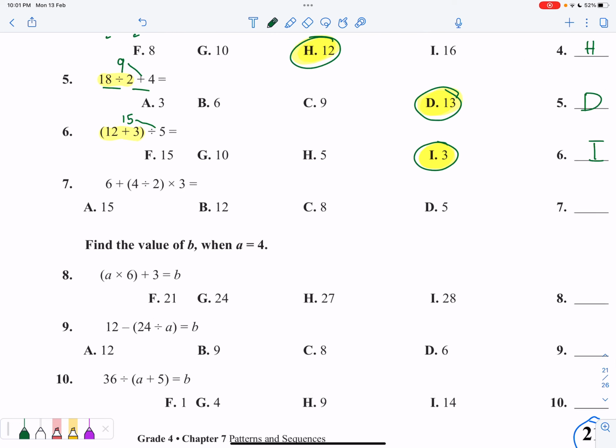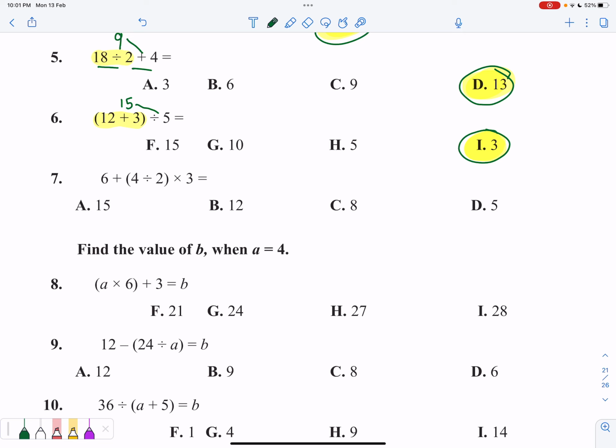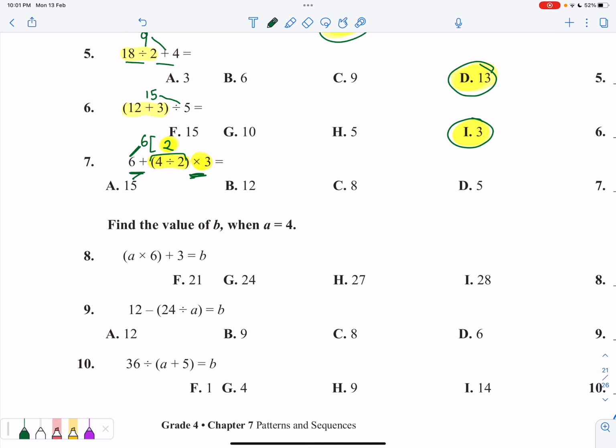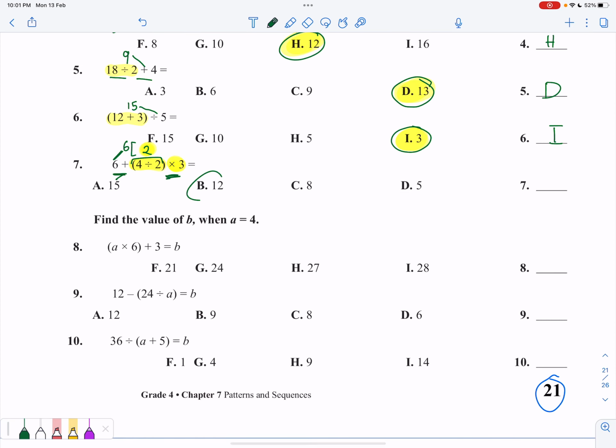Then we have here multiple operations. So we should always follow the order of operations. Since we have a parenthesis, we should start with that. So I have 4 divided by 2, that is equal to 2. Then I have something multiplied and something added. So according to the order of operations, we should multiply first. So I will multiply the 2 by 3. 2 times 3, of course, is equal to 6. So all of that is equal to 6. Then I will add, so I have 6 plus 6, that is equal to 12. So the correct answer is B, it is 12.